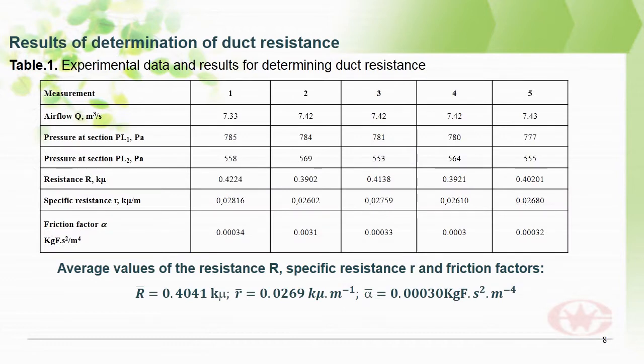Result of determination of duct resistance. Experimental data for determining duct resistance, specific resistance, and friction factor are shown in Table 1. Average values of resistance, specific resistance, and friction factors calculated for the test ducting are as follows. The measured friction coefficient is much smaller than the values used in auxiliary ventilation design in Vietnam.